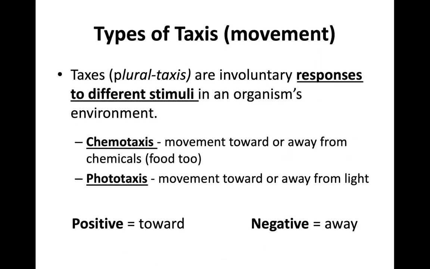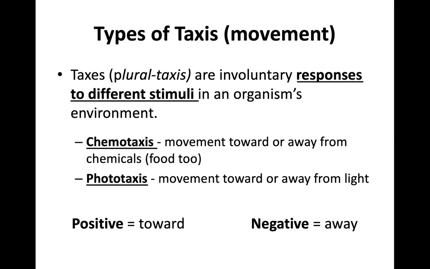So now the adaptive behaviors, there are two. We'll talk about chemotaxis and phototaxis. So taxis, plural, are involuntary responses to different stimuli in an organism's environment. So we've already talked about stimulus and what? Response, and we talked about that when we did characteristics of life, right? Okay, so chemotaxis is movement toward or away from chemicals, and phototaxis is toward or away from light.